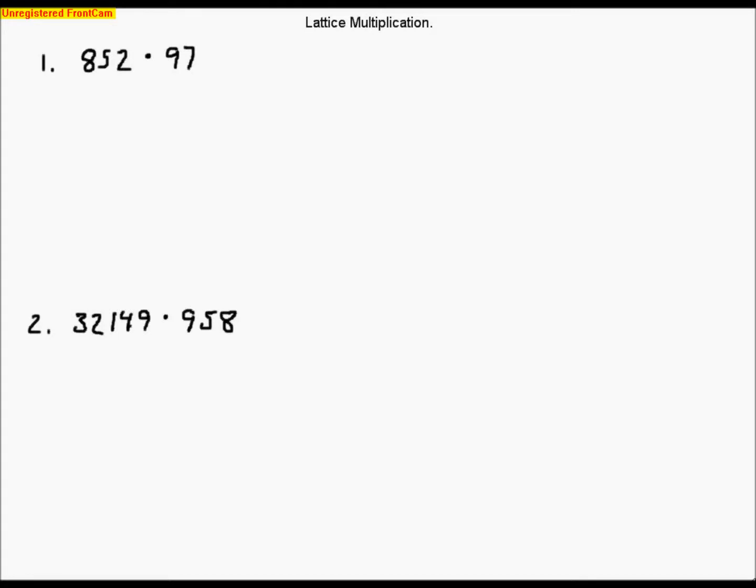This is a tutorial on lattice multiplication, and so let's take a look at it. Well, if I was to multiply these two numbers, what I would do with the lattice is I would draw a rectangle. And in that rectangle, I am going to do some multiplication. So I've got a 3-digit number and a 2-digit number.